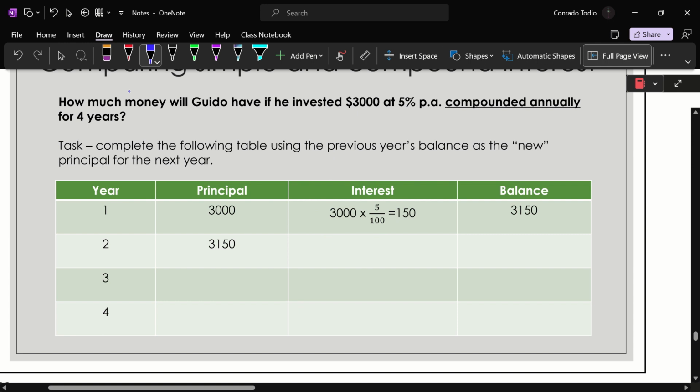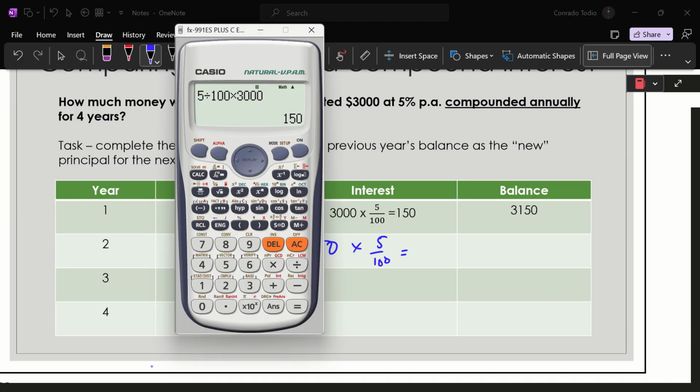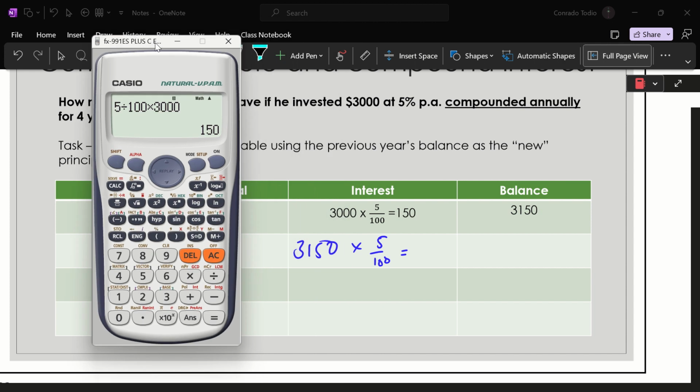To find the interest, we're going to go 3150 times 5 over 100. And what does that give us? Anyone know? Put it in your calculator. 3150 times 5 over 100. Now, you don't need to learn how to do this. It's okay, but we're just going to show you. So this is 157.5.